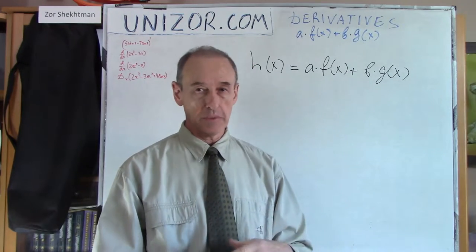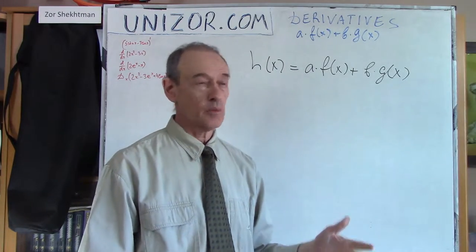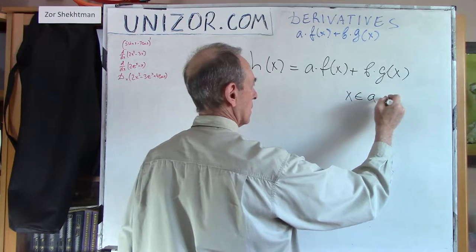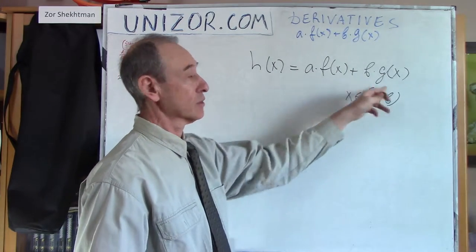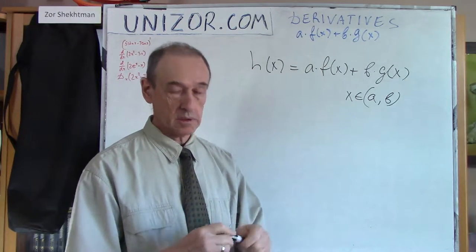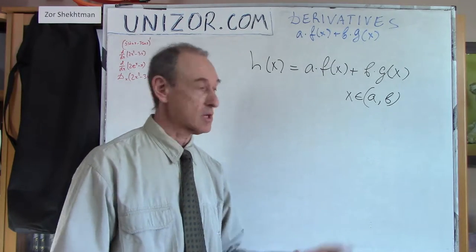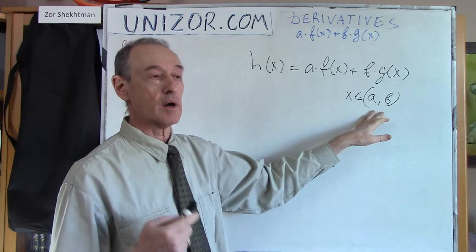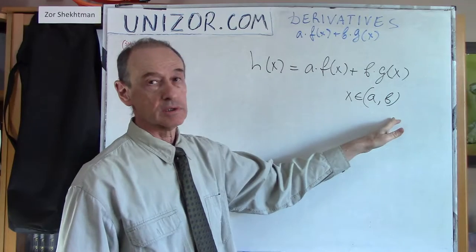Well, first of all, let's talk about domain. Since we are talking about sum of two functions, we have to have certain domain where both functions are defined. So I assume that there is certain domain where both functions are defined. Now, since I'm talking about derivatives, I assume that this domain includes all the points where these two functions are differentiable, so their derivatives exist. So this is not only domain where the functions are defined, but this is domain where both functions have derivative. So both are differentiable on this particular domain.